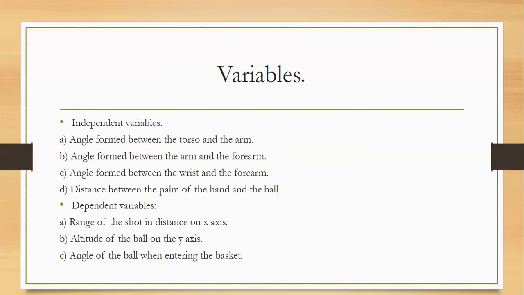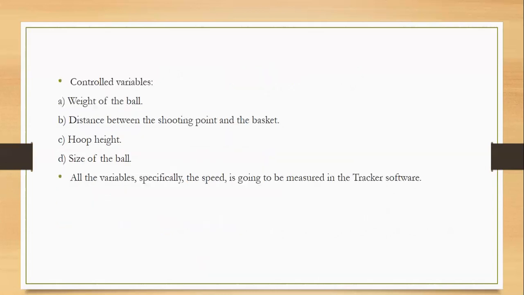The dependent variables are going to be the range of the shot in the distance on the x-axis, the altitude of the ball on the y-axis, and the angle of the ball when entering the basket. And the control variables are the weight of the ball, the distance between the shooting point and the basket, the hoop height, and the size of the ball. All the variables, specifically the speed and the angle, are going to be measured in the Tracker software.